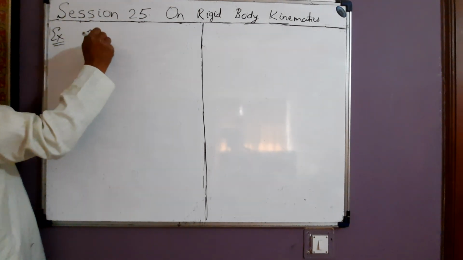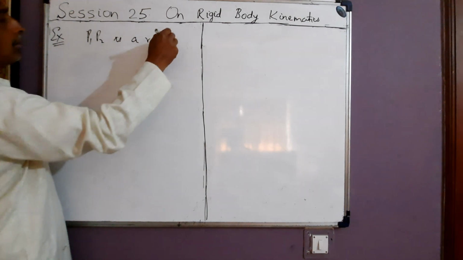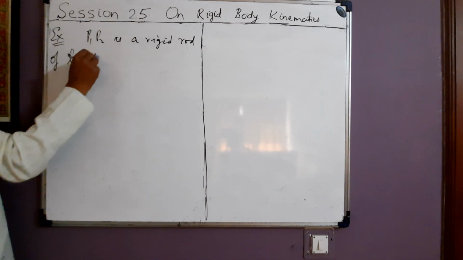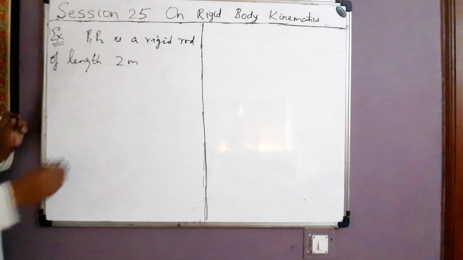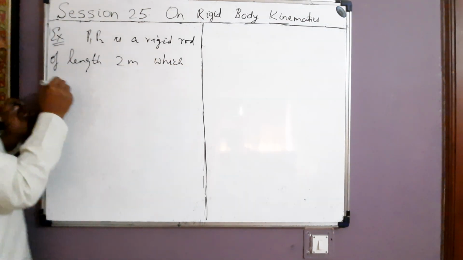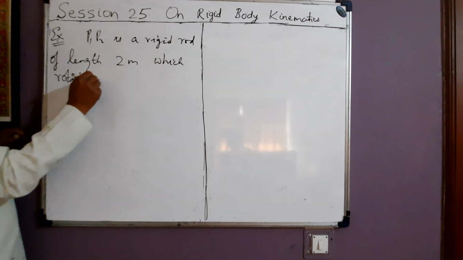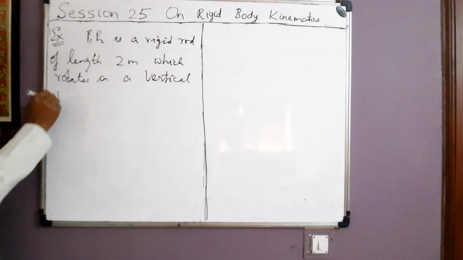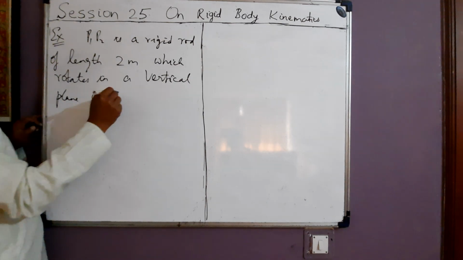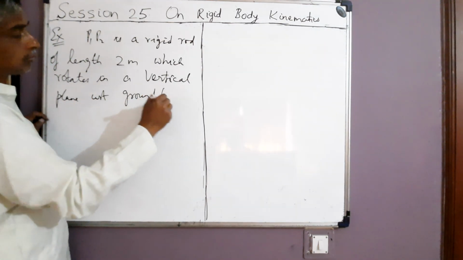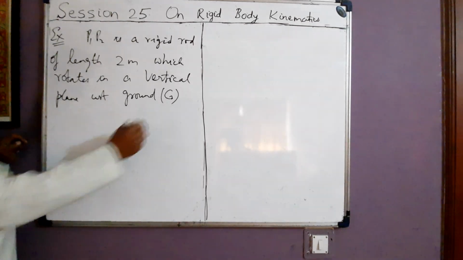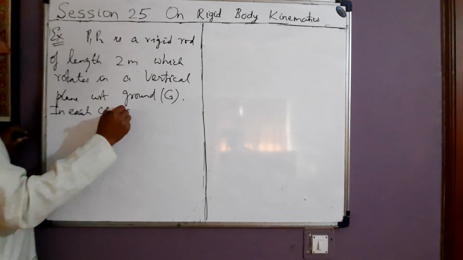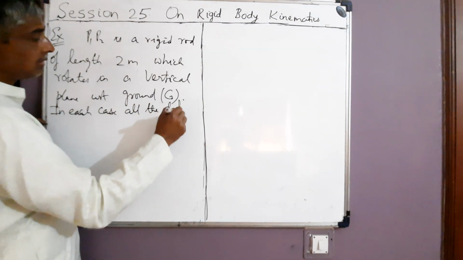P1, P2 is a rigid rod of length 2 meter, which rotates in a vertical plane with respect to ground, noted as G in short. In each case, all the details are given.